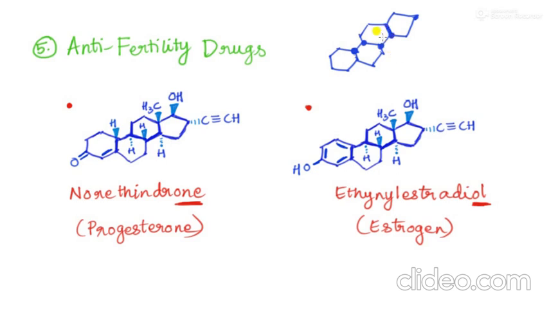Alternatively, put hydrogens above and below the plane. So from here, the hydrogen is above. Next, it will be below. Next, it will be above. Next, it will be below. Okay, this set. So now you know how to keep hydrogens here.